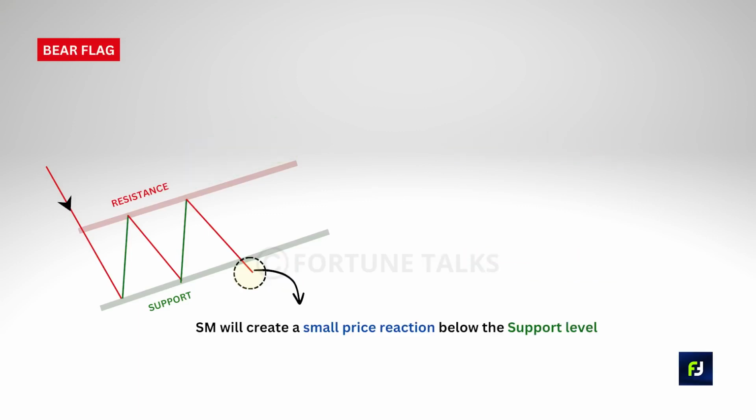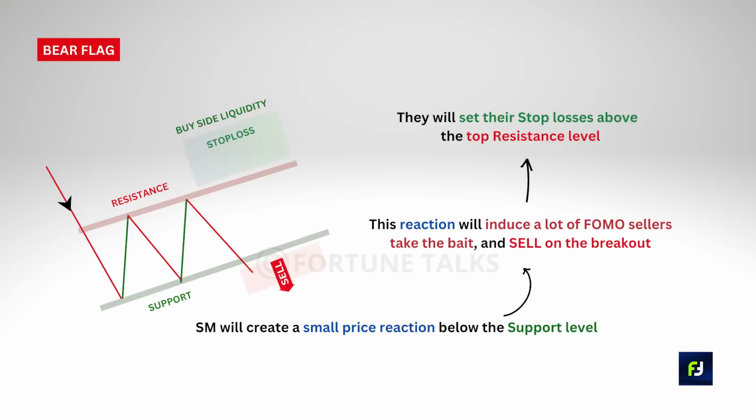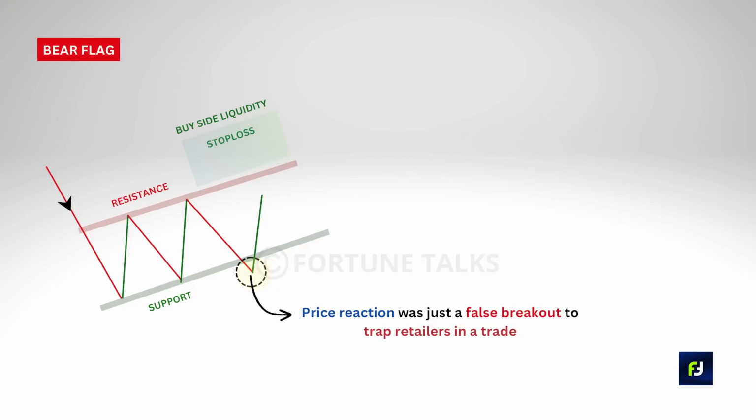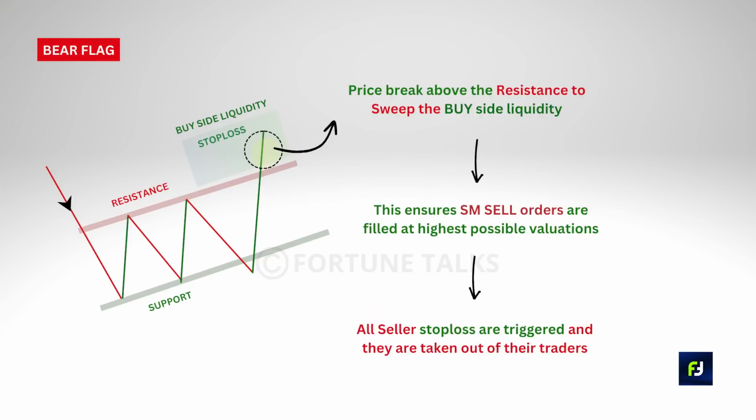So the smart money will create a sudden price reaction below the support line, which will induce a lot of retailers to enter into short trades. This activity causes a lot of buy stop orders getting accumulated above the resistance line. This is actually buy side liquidity. And the market will create a false breakout and it will move higher to grab this liquidity in order for the smart money to execute their sell orders at higher prices.